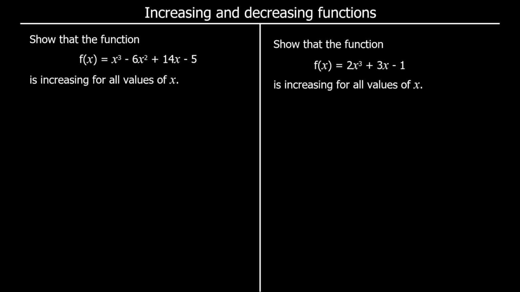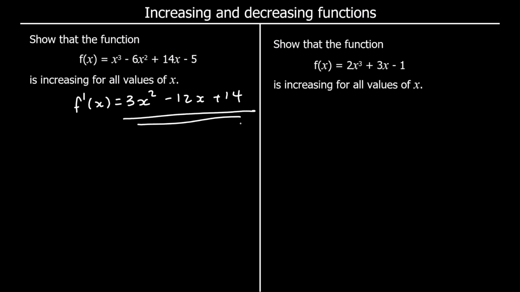This question says show the function f of x equals x cubed minus 6x squared plus 14x minus 5 is increasing for all values of x. So if it's increasing for all values of x, its gradient is always positive. So we can find the gradient function. So we times by the power, take 1 off the power. So we've got 3x squared minus 12x plus 14. So if it's increasing for all values of x, that means 3x squared minus 12x plus 14 must always be positive.